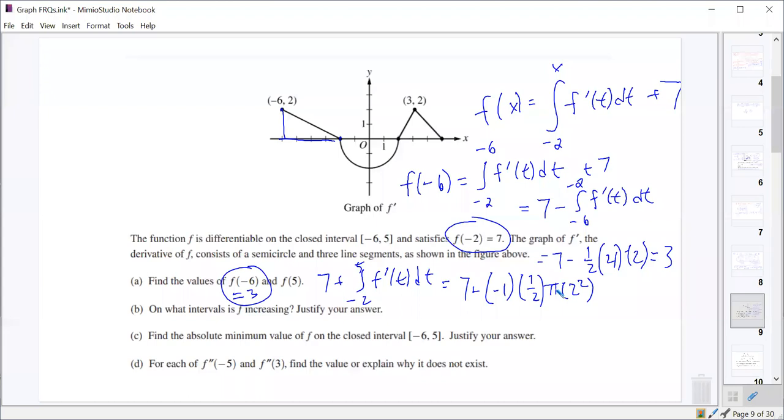Everybody good with that? Is that a plus next to the 7? Okay. Yeah, I put the negative inside there because it's below. You could have just said 7 minus 1/2 of 4 pi, but either way is good.